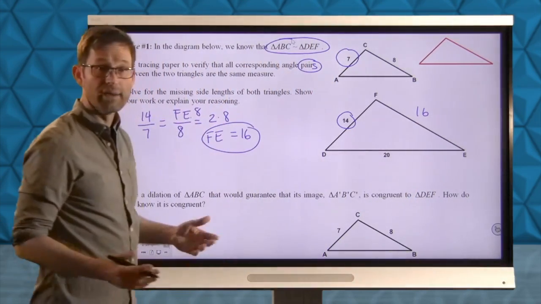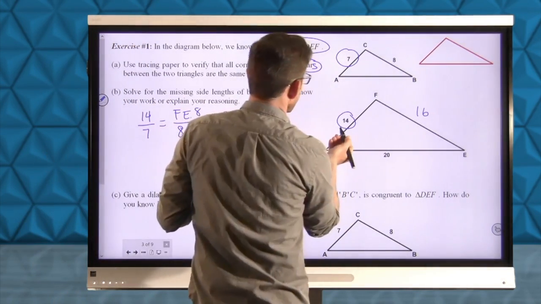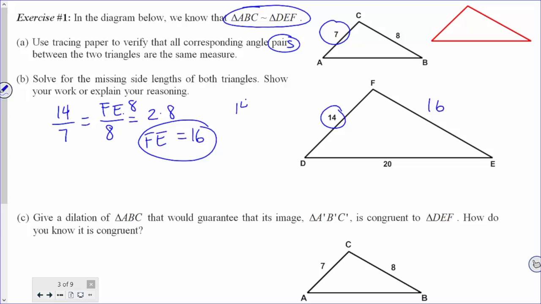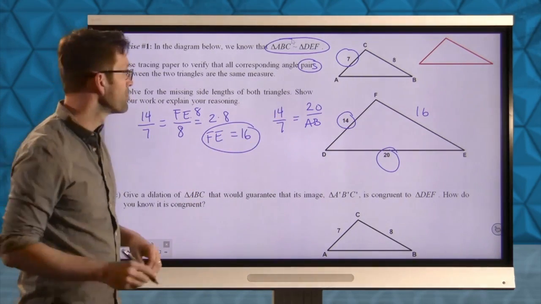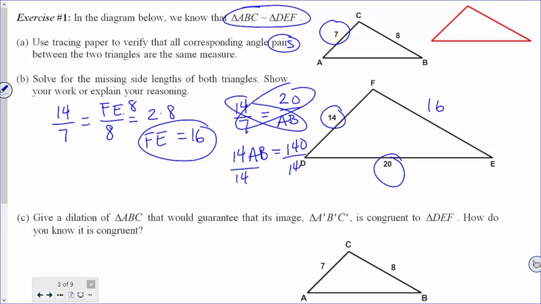Now, likewise, if I want to know the length of AB, I could stick with the 14 and the 7. I could say that 14 divided by 7 is equal to 20 divided by AB. Then I could solve this proportion, simplifying 14 divided by 7 into 2, or I could just do cross multiplication as well. In fact, if I didn't have such a nice simplification and just wanted to cross multiply, I could say 14 times AB is equal to 7 times 20, which is 140. Then I could divide both sides by 14, and AB is equal to 10.